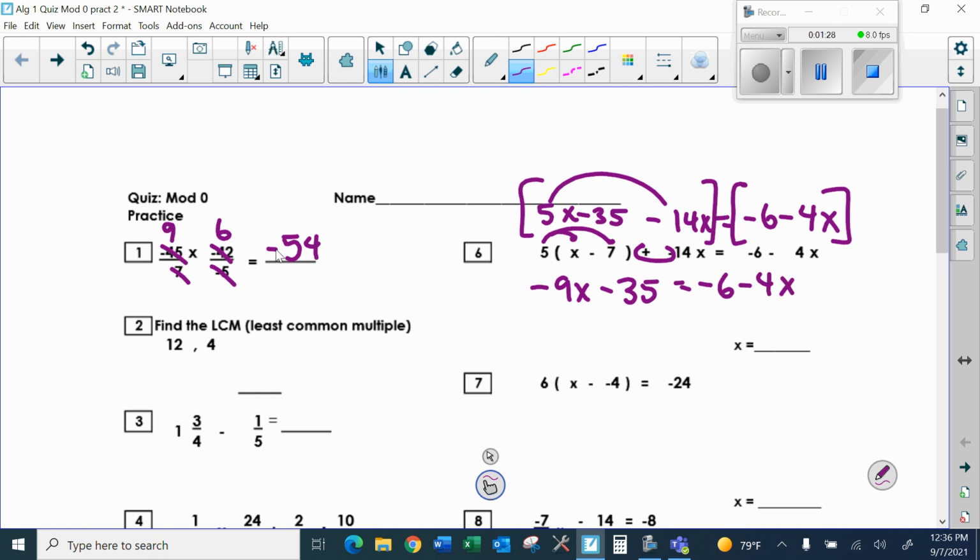Now I ask myself, which side do I want to bring the variables to? I always want to take the smaller variable to the larger side. So negative 9 is smaller than negative 4. So I'm going to move the negative 9x term across to the other side. So how do I move a term across the equal sign? I do the opposite operation. So what's the opposite of negative 9x? Plus 9x. That's not a division sign.